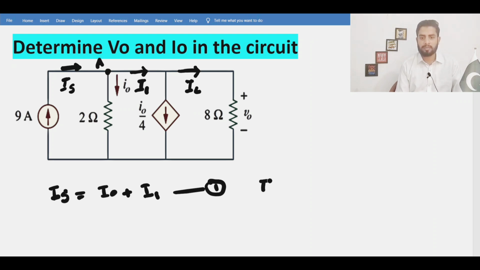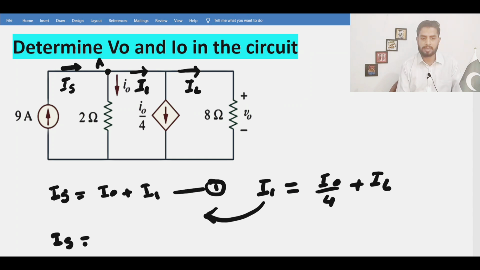After that, I will write the equation of I1, which is equal to I0 by 4 plus IL. That will be my load current, and I will put I1 back into the original equation. I will get IS is equal to I0 plus I1, and I1 is I0 by 4 plus IL. As you know, this source current value is given as 9 ampere. So, 9 is I0 plus I0 by 4 and IL. I have to write the value of IL so that I make the equation in a single variable.